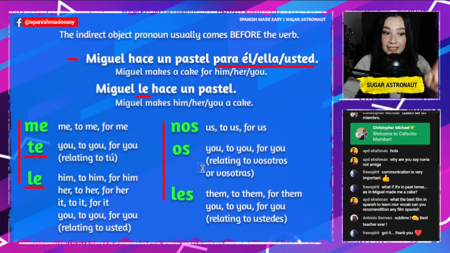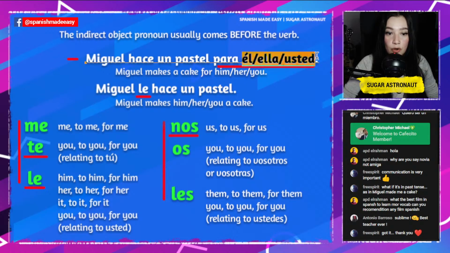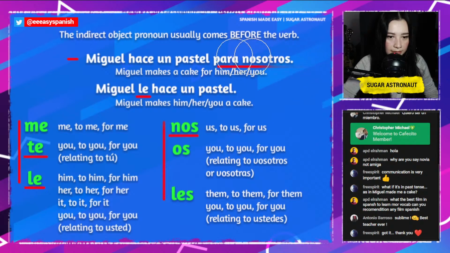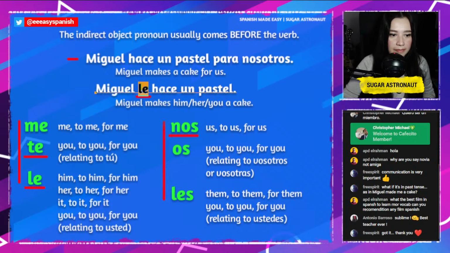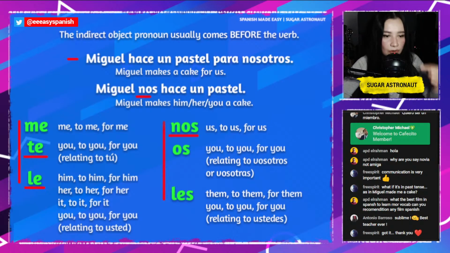Okay, now let's do nos. Let's talk about this one right here. This pronoun nos. Nos, remember, means us, to us, for us. So if I say Miguel hace un pastel para nosotros. Nosotros means us. Essentially you're saying Miguel makes a cake for us. So nosotros, that's the basic personal pronoun that we all know. But in this situation, nosotros is the indirect object, and we need to replace it with nos. So you can say Miguel nos hace un pastel, and that means Miguel makes us a cake.